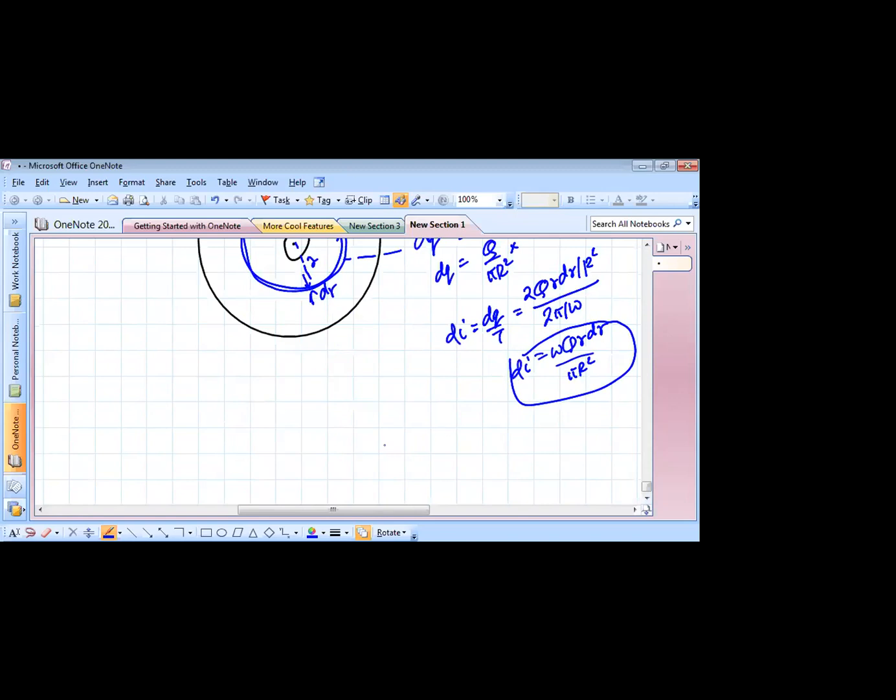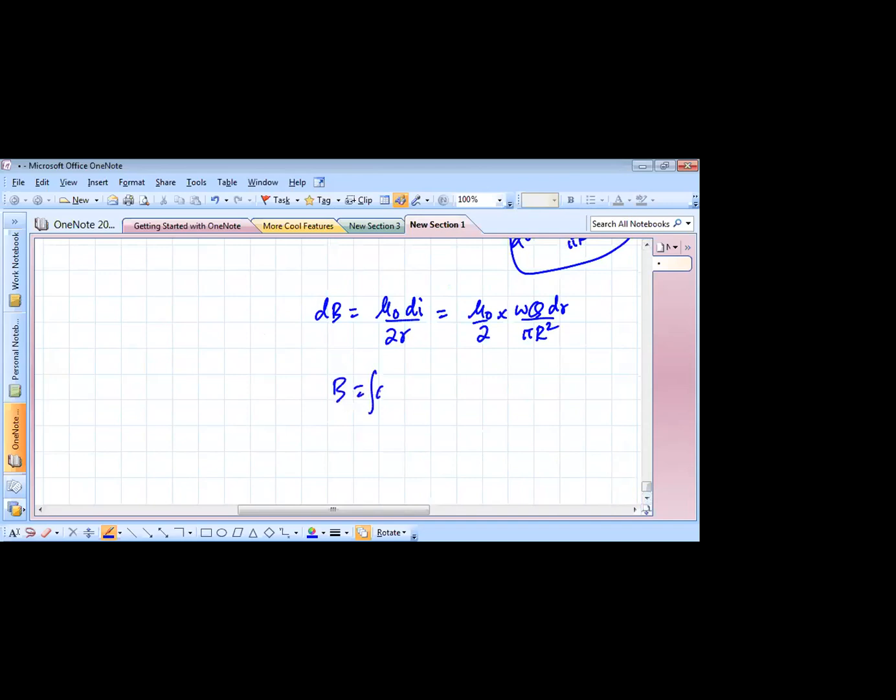So it will create a differential field which is mu naught di by 2 times r. So that is mu naught by 2 into omega Q, r will cancel, upon pi R square. Alright, is this clear so far? Yes, sir. Okay, so the net magnetic field we will just integrate. So mu naught omega Q by 2 pi R square, dr integrated from r equal to 0 to r equal to capital R. So this should become mu naught Q omega by 2 pi R.